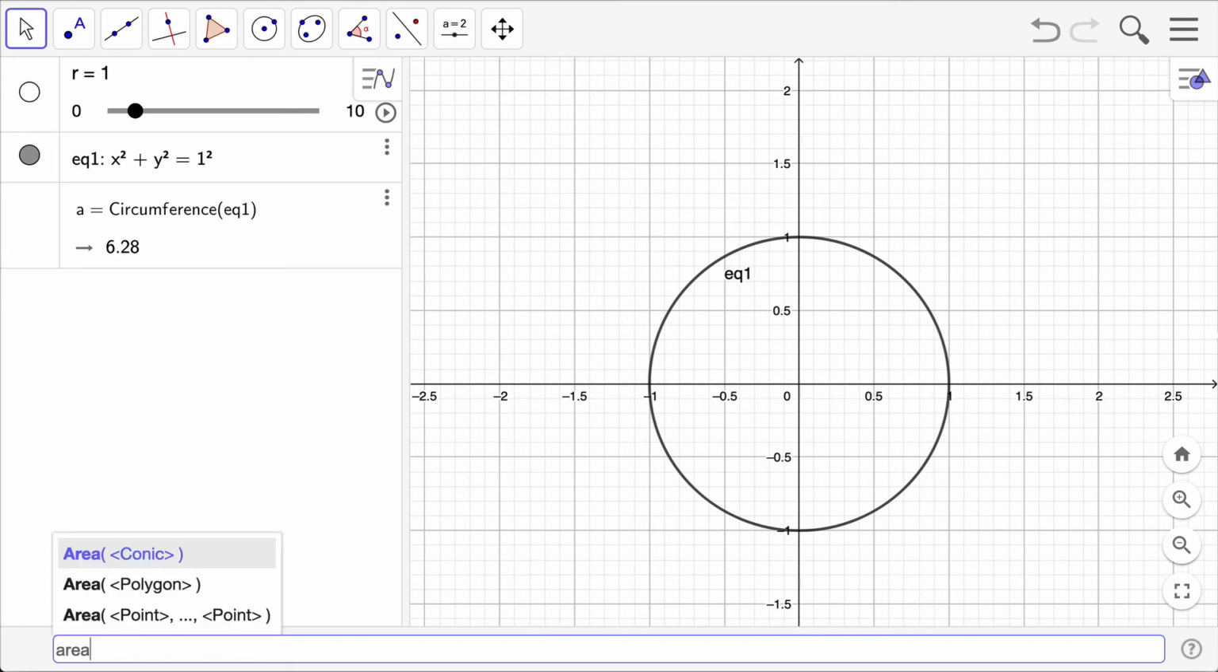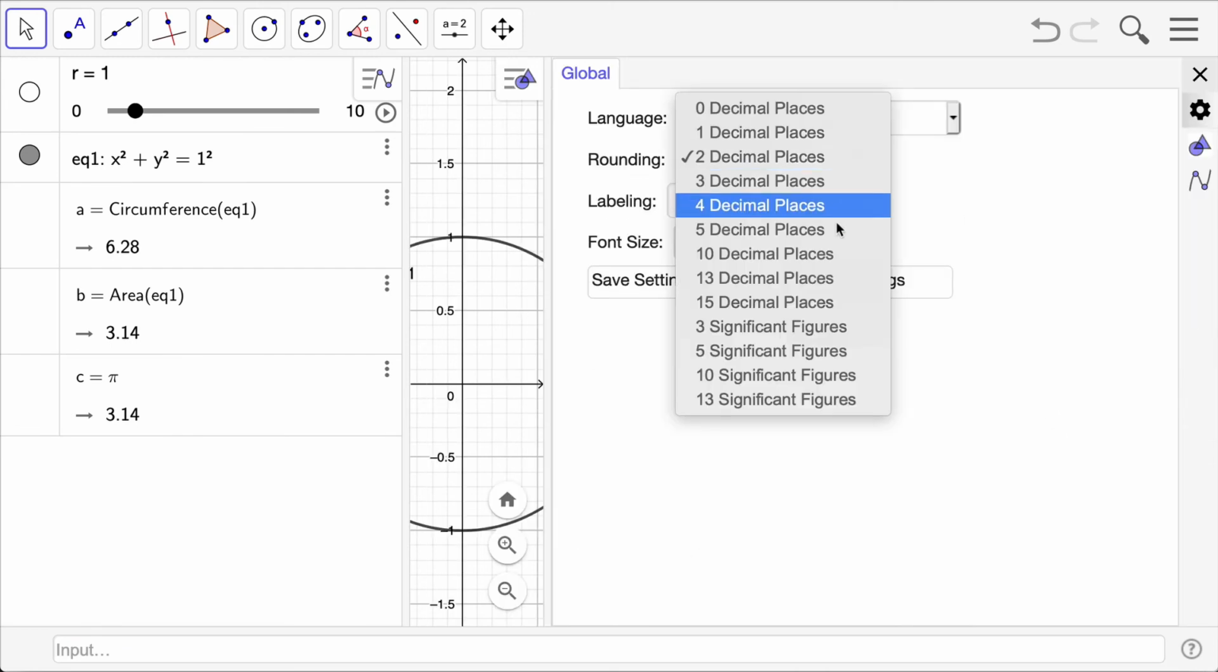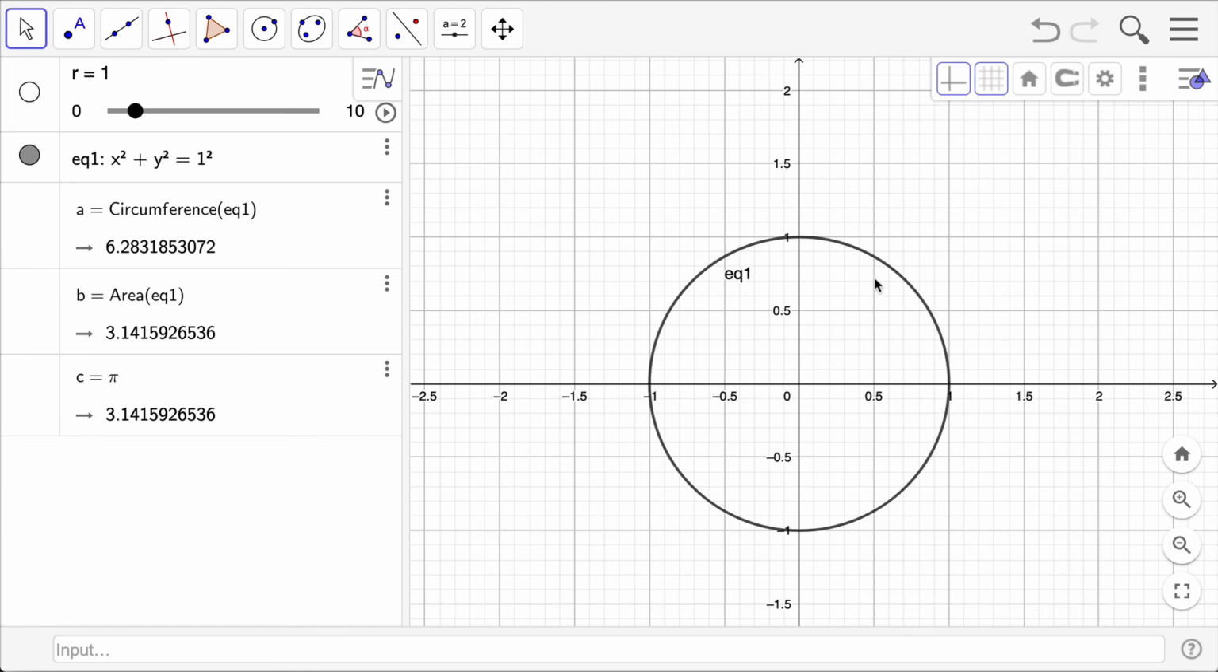And now what's the area? Area of this thing, 3.14. This is what pi is. Let me just put on, let's see if they have pi. Yeah, pi here. Let me change the settings here so we can actually see more decimal places, because I love my decimal places. So the area, so radius 1, area is pi. So if I were to cover this with squares of size 1, you get 3.141592653 of them.